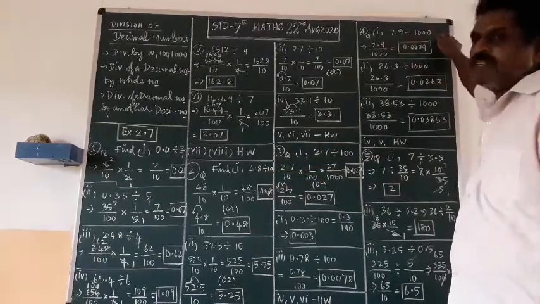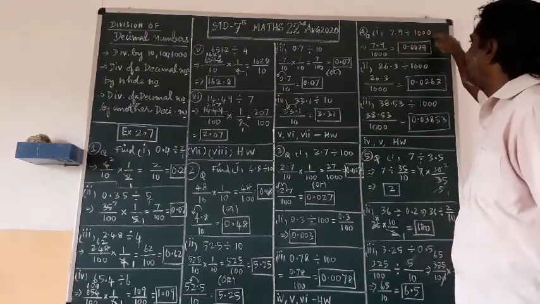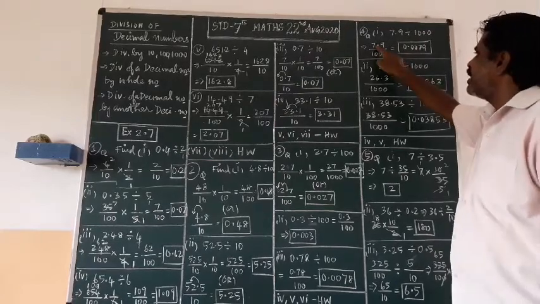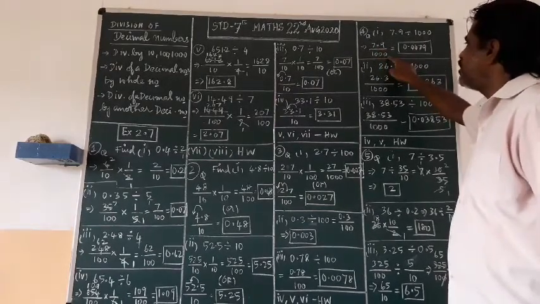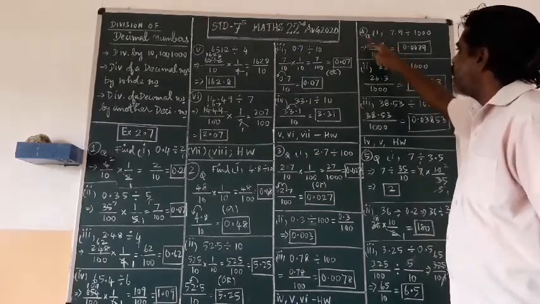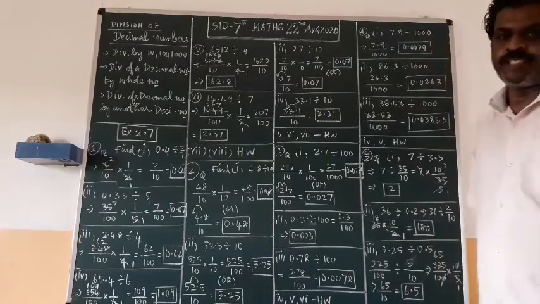Now we are going to see division of 1000. 7.9 divided by 1000. So what is the direct method I am doing? 7.9 divided by 1000. Already 1 point is there. 3 digit we have to move because 3 is there. 1, 7 is there. Nothing number is there. So add 2 0. So 0.00079. That is your answer.